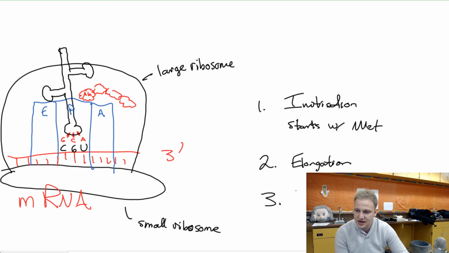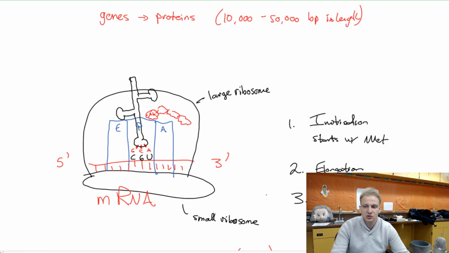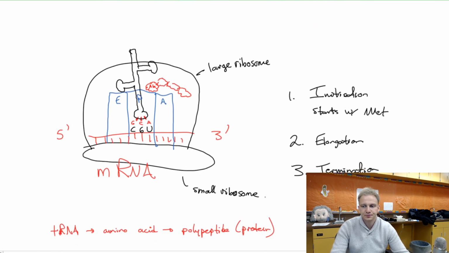And then the third step is termination. And the termination is one of my favorite guns in Call of Duty Black Ops, which is an AUG, which is also a methionine. So I always remember that AUG is the stop codon, is what it's called. That'll tell us when to stop making proteins and when we need to end the actual creation of this protein.